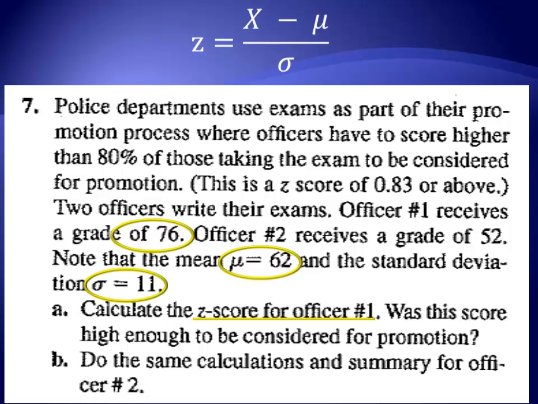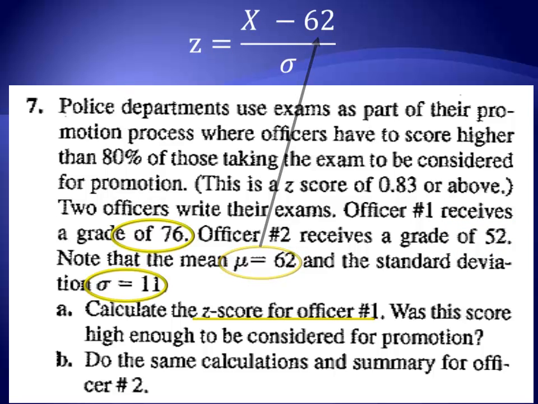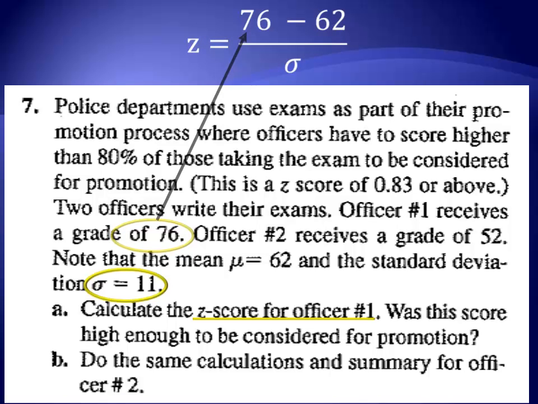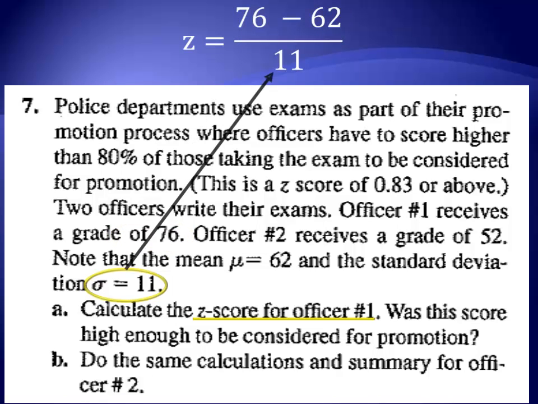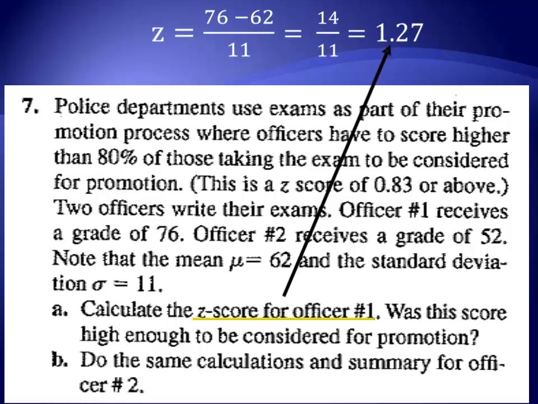Let's start with Officer 1. By plugging in the values for the mean, observed score, and standard deviation, we can see that the grade of 76 received by Officer 1 on the exam was 1.27 standard deviations above the mean.